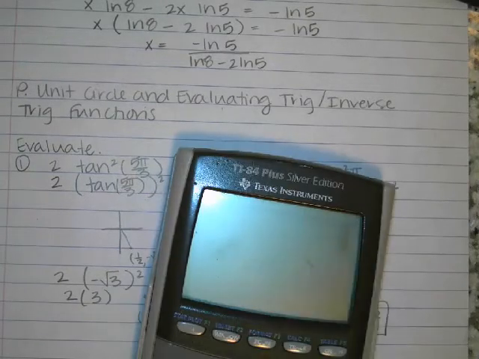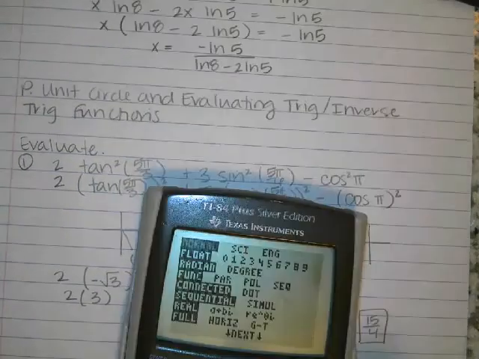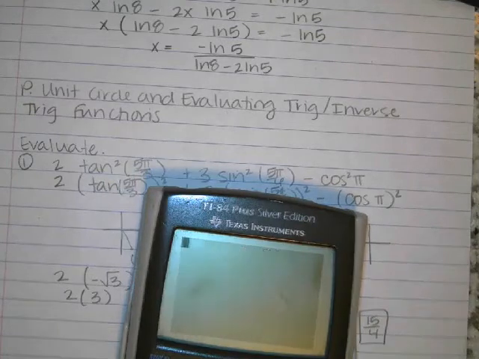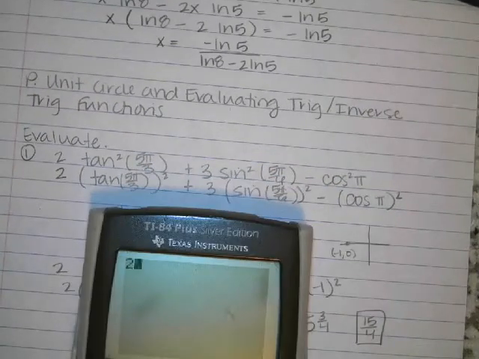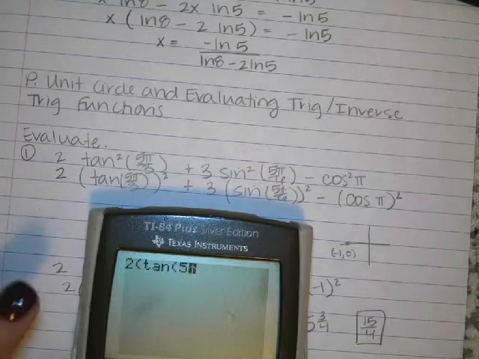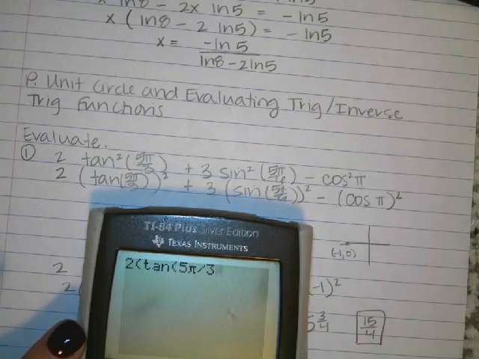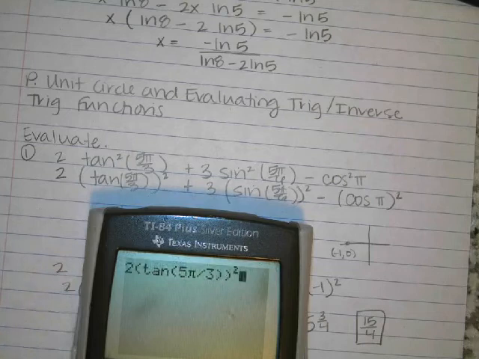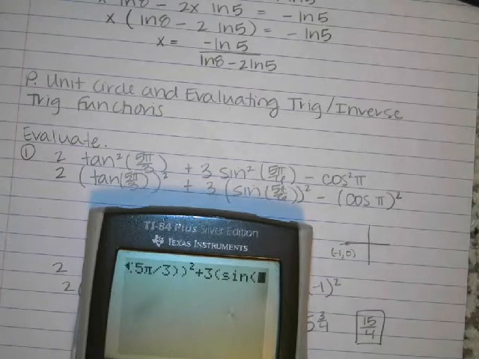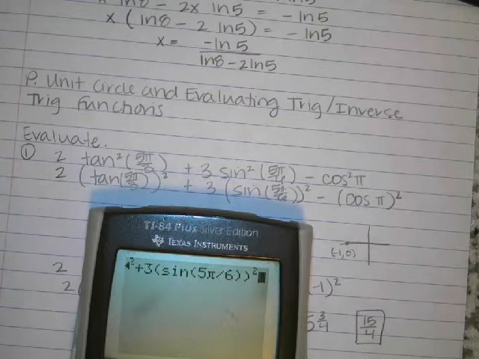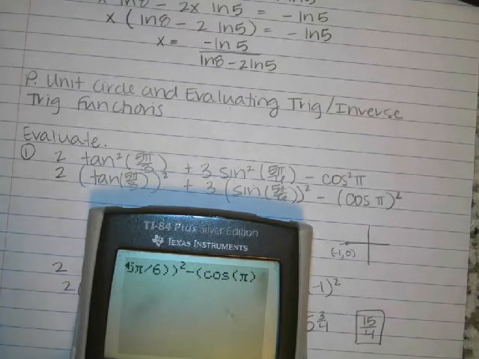Okay, so if I want to type this in, first I need to make sure I'm in radians because I did these in radians. And then I have to be careful about how I type this in. So you'll notice that I'm typing this in like that expanded form instead of that shortcut form. Plus 3 sine 5 pi over 6 squared minus cos pi squared.